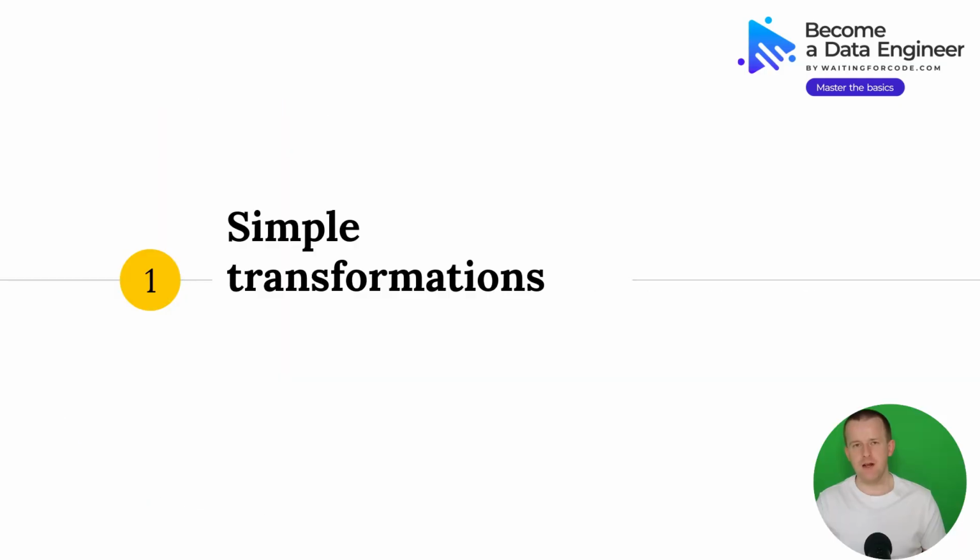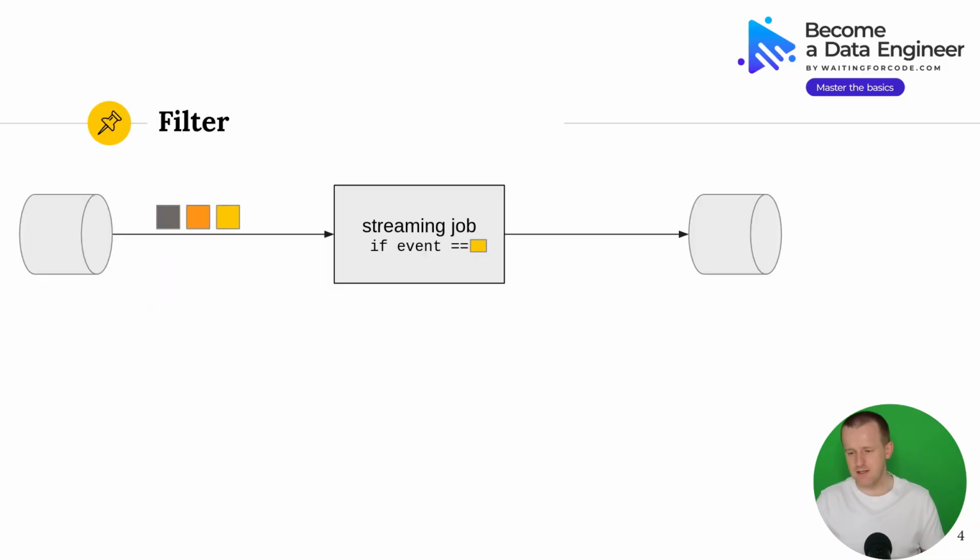The first family of transformations, I called the simple transformations, because they are quite rudimentary. The first one is filtering, meaning that we eliminate some records, some events that don't correspond to our expectations. For me, it was the yellow color. And that's the purpose.